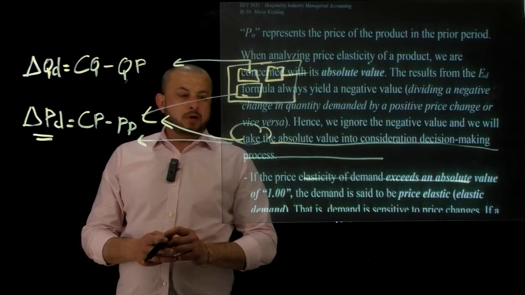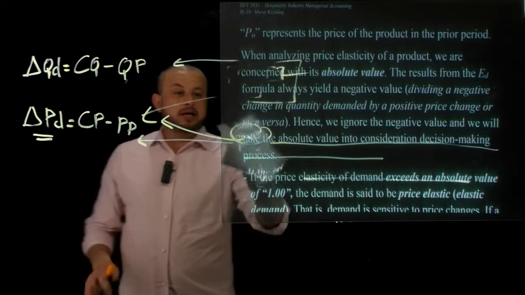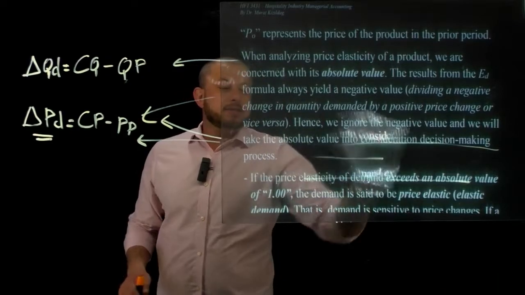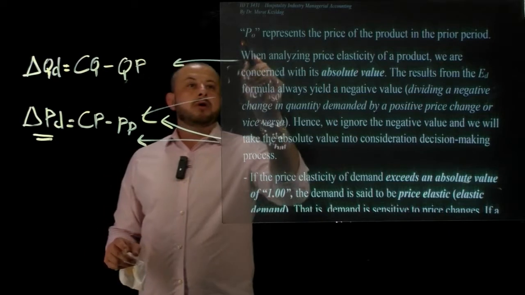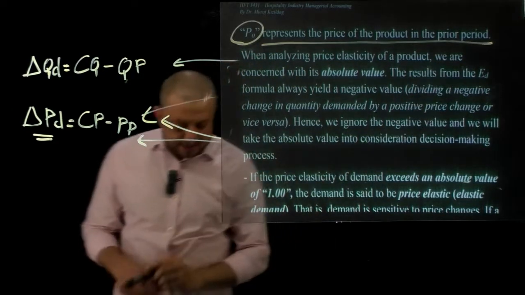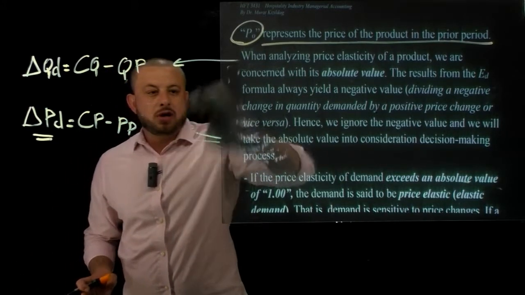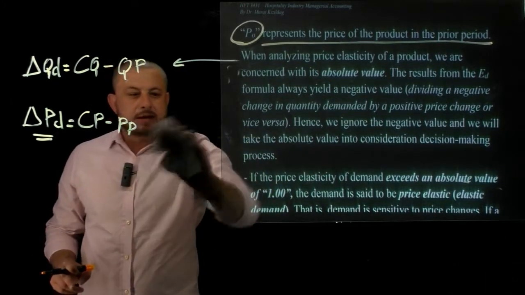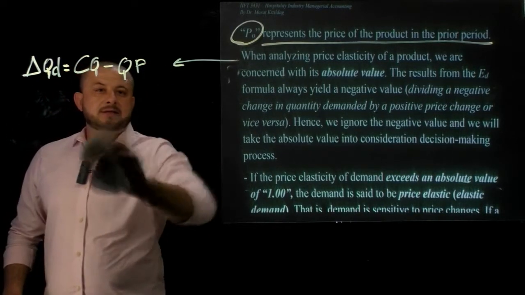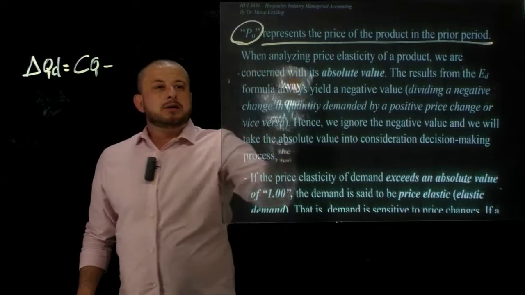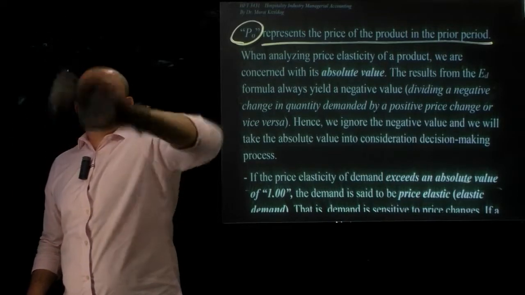And of course, the last one was the PO. Let me just clear this so you can see better. The last item in our ED equation was the PO, and PO, let me just highlight it, represents the price of the product in the prior period. Okay, guys? So I'm going to go back to this. Let me just clean it right now. I might need to write it again for your better understanding, but let me just clear it right now so you can see where we are going and everything.